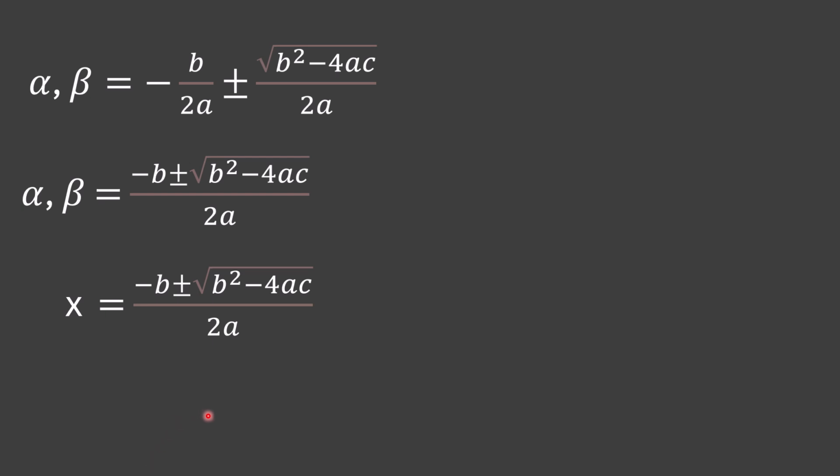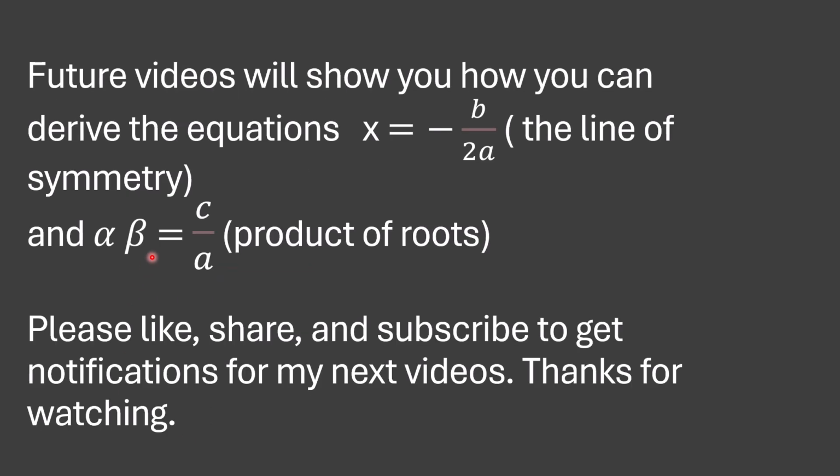So far, what do we do? We use the axis of symmetry, and we also use the fact that the product of the roots is c over a, where c is the constant term. And so in future videos we will see how we can derive the equation of the axis of symmetry, and then the equation for the product of the roots.